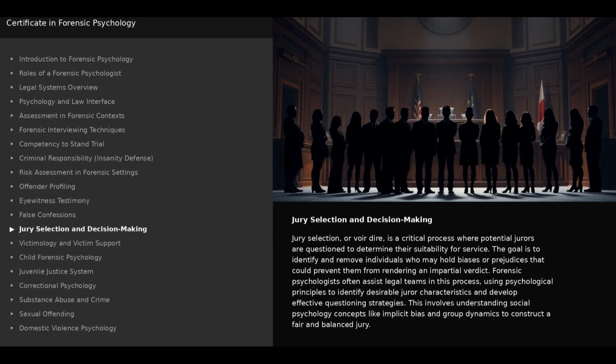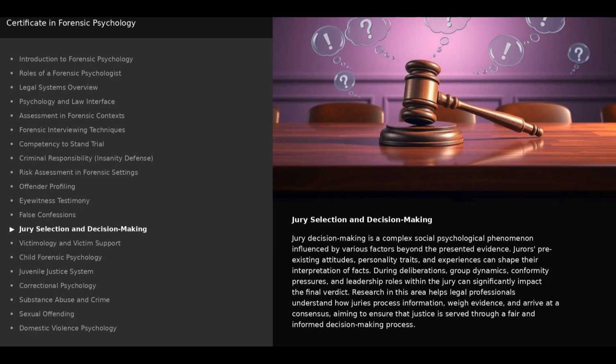Jury decision-making is a complex social psychological phenomenon influenced by various factors beyond the presented evidence. Jurors' pre-existing attitudes, personality traits, and experiences can shape their interpretation of facts. During deliberations, group dynamics, conformity pressures, and leadership roles within the jury can significantly impact the final verdict. Research in this area helps legal professionals understand how juries process information, weigh evidence, and arrive at a consensus, aiming to ensure that justice is served through a fair and informed decision-making process.